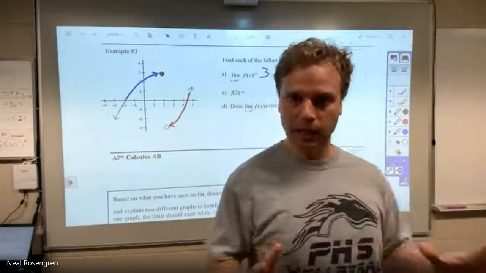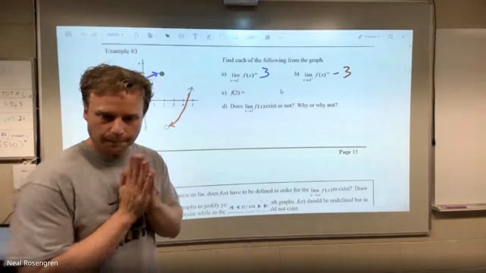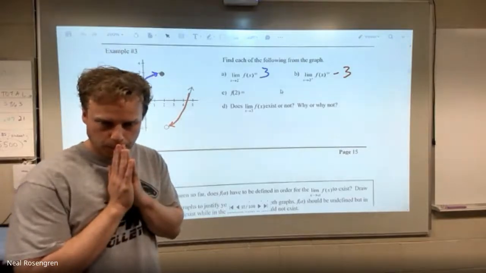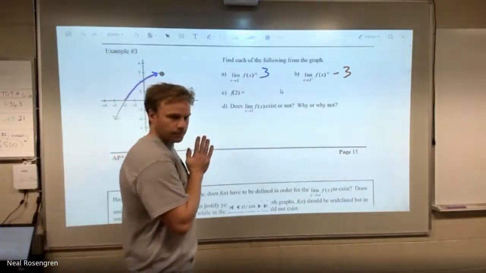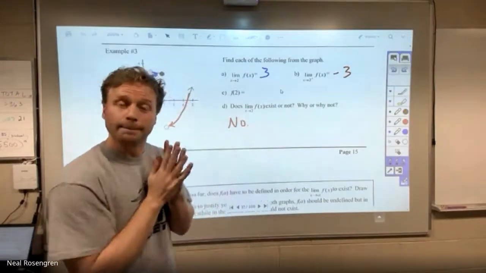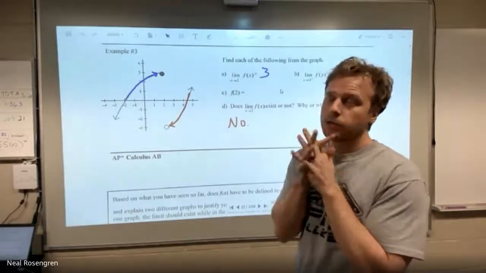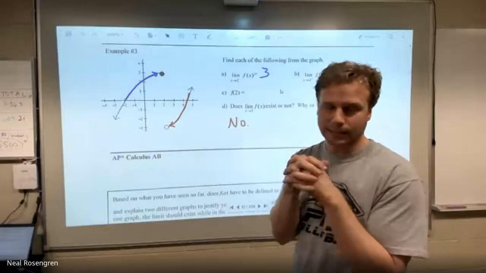So skip to D. Again, does this limit exist? I see a lot of this. Okay, why not? Because the B is negative and A is positive, and they should be the same value, even though they're both 3. They both have to be positive or both negative. Okay. So perfect. I love it. I think that's exactly right.